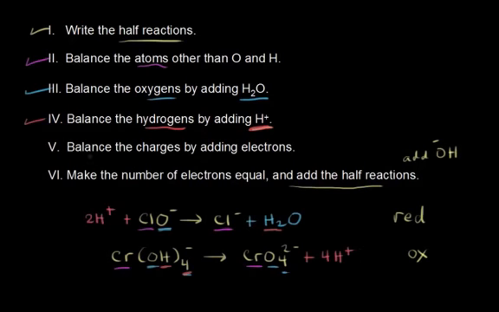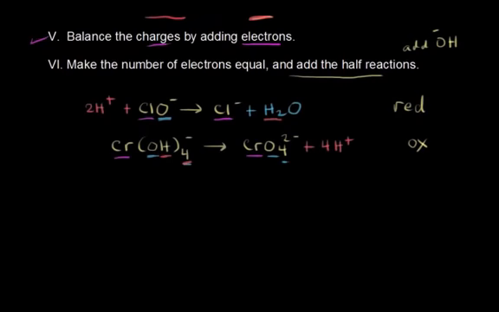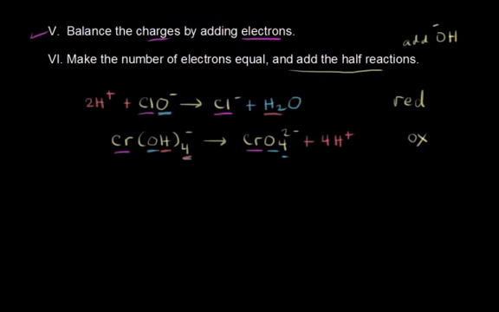Next, we're going to add electrons to balance charge. So step 5, we need to analyze the total charges on both sides of my half reaction. So let's look at the reduction half reaction first. I have 2 protons, right? So that's 2 positive charges on the left side here. And I also have a negative charge on the hypochlorite anion here. So I have 2 positive charges and 1 negative charge. So of course that's a total of +1.